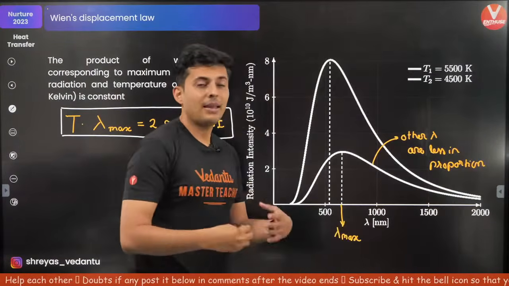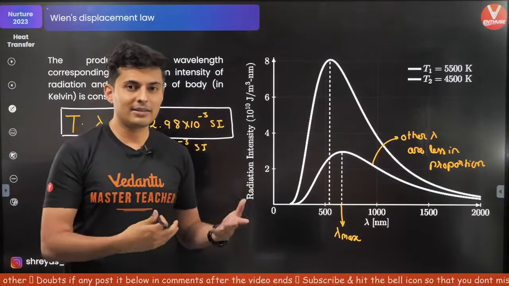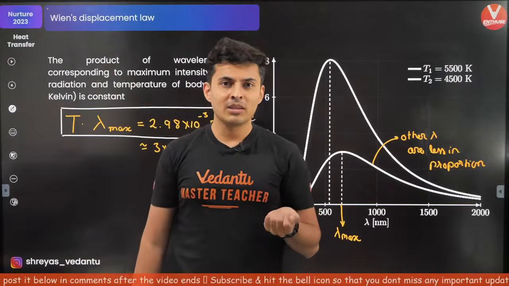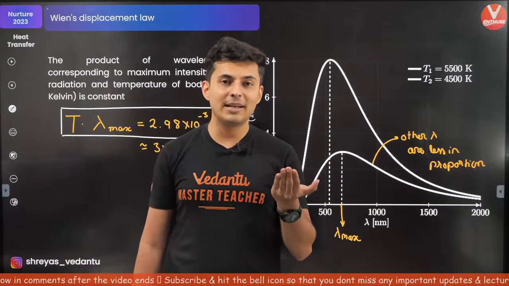That's why everybody will emit different colors when you change the temperature. Have you noticed when you heat iron, it becomes red, then it becomes yellow.